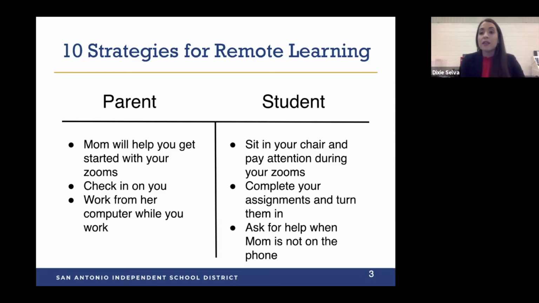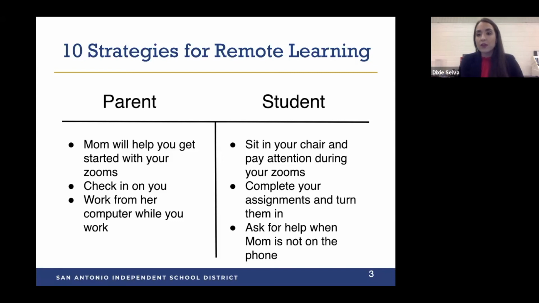Another thing might be you're expected to turn in your assignments and complete them. And if you need help, you can always ask me, except if mommy's on the phone talking with someone from work, you might need to wait. So these are just some things that you really need to be explicit with your children about.